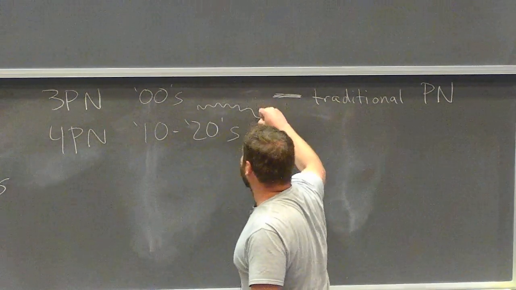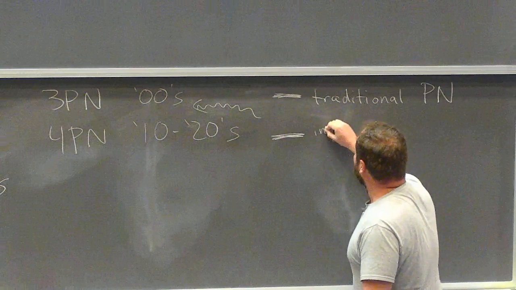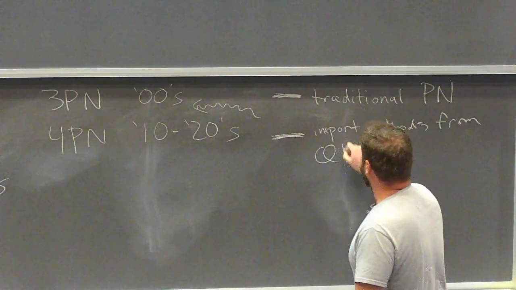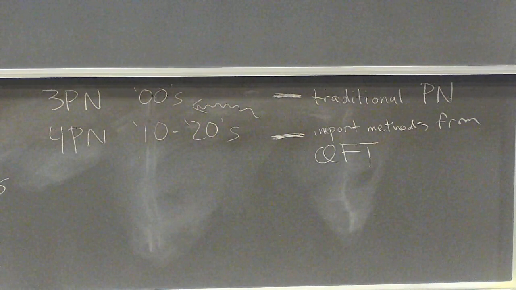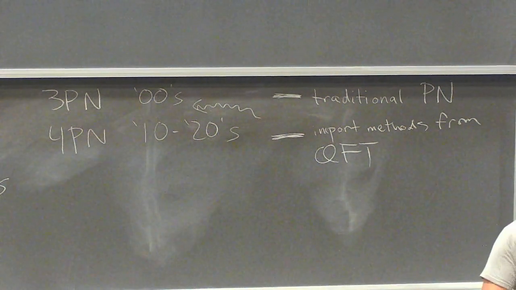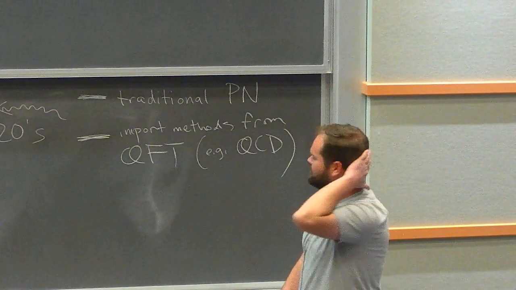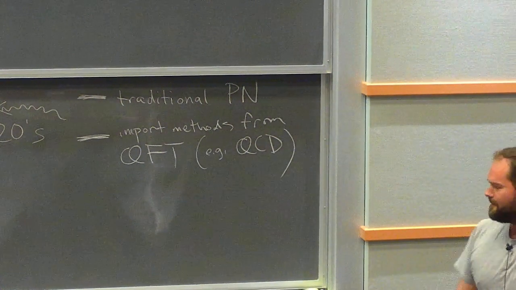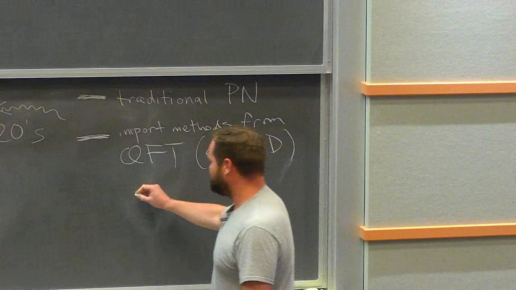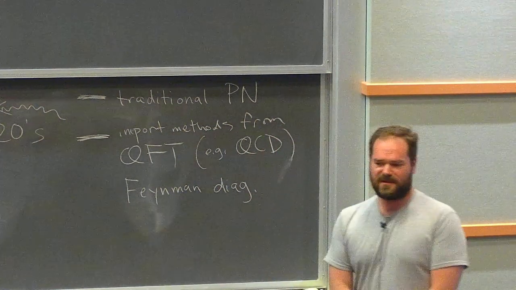somewhere in here, there was a first wave of the idea to import methods from quantum field theory. We don't want to solve a quantum problem, but lots of nice calculational techniques have been developed for, for example, quantum chromodynamics, or LHC physics. These started to be imported, some certain methods. In fact, let me just give a name. Let's say using Feynman diagrams, even if it's still actually just a classical calculation.